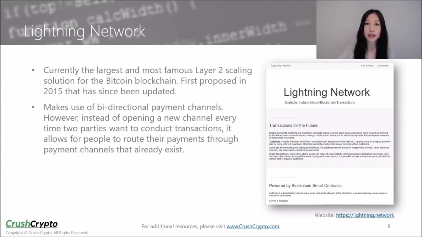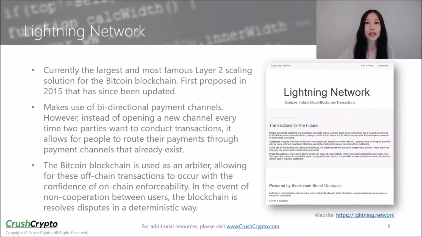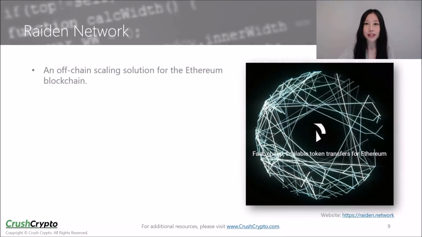However, instead of opening a new channel every time two parties want to conduct transactions, the network allows for people to route their payments through payment channels that already exist. The Bitcoin blockchain is used as an arbiter, which allows for these off-chain transactions to occur with on-chain enforceability. In the event of non-cooperation between users, the blockchain is used as a judge to resolve disputes in a deterministic way.